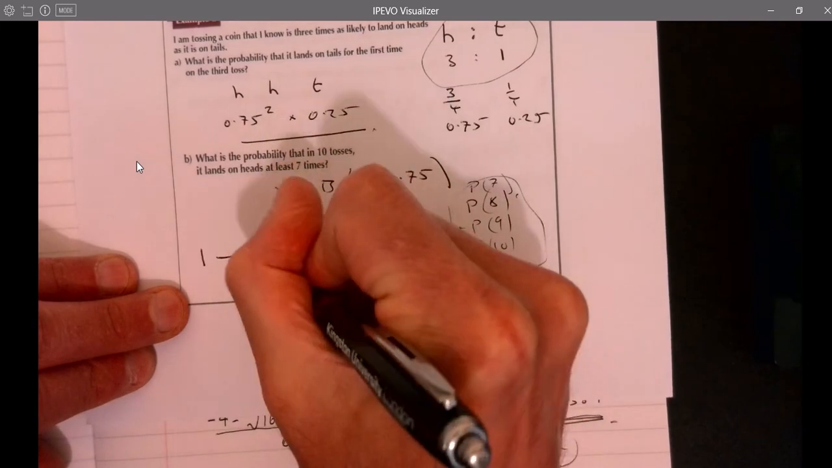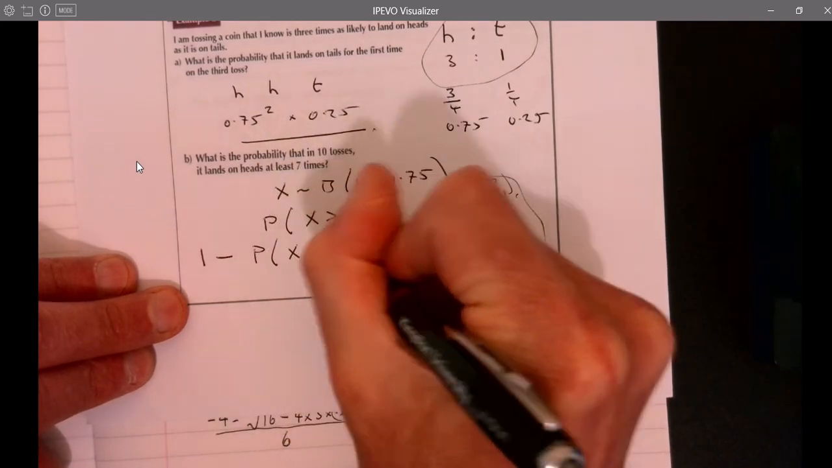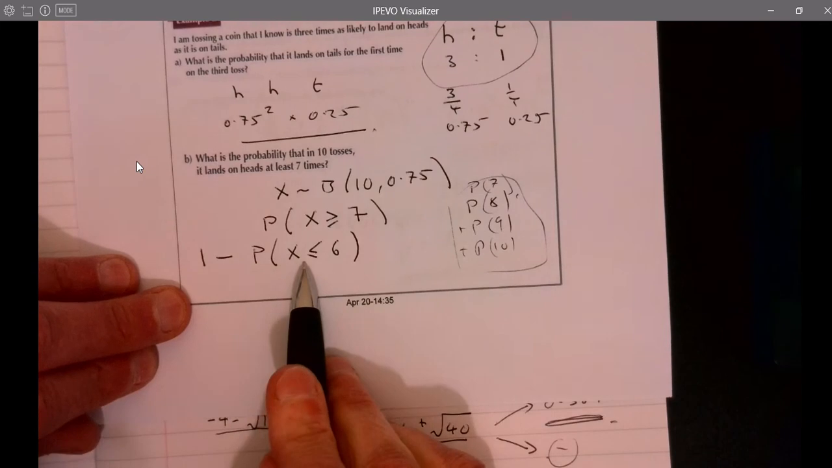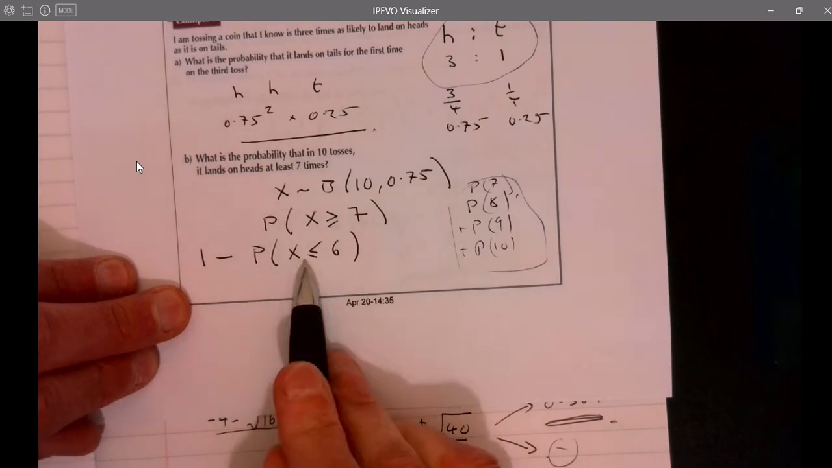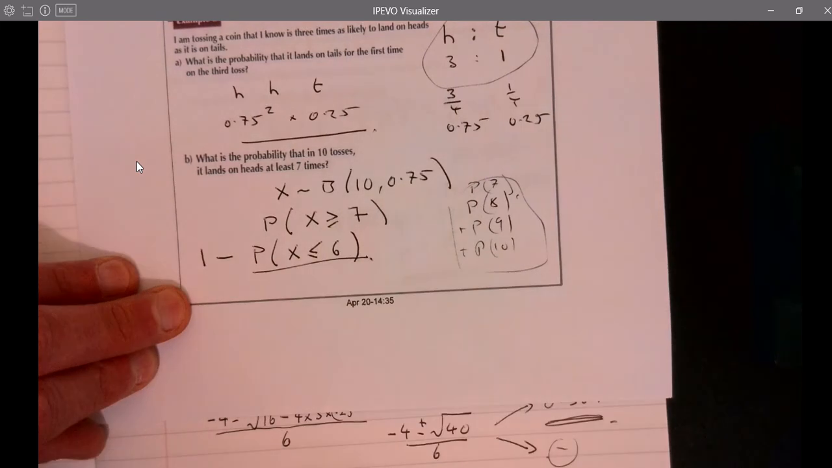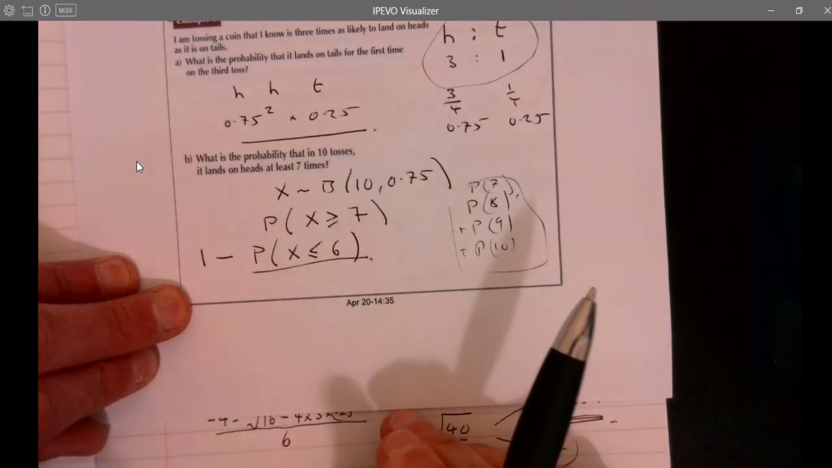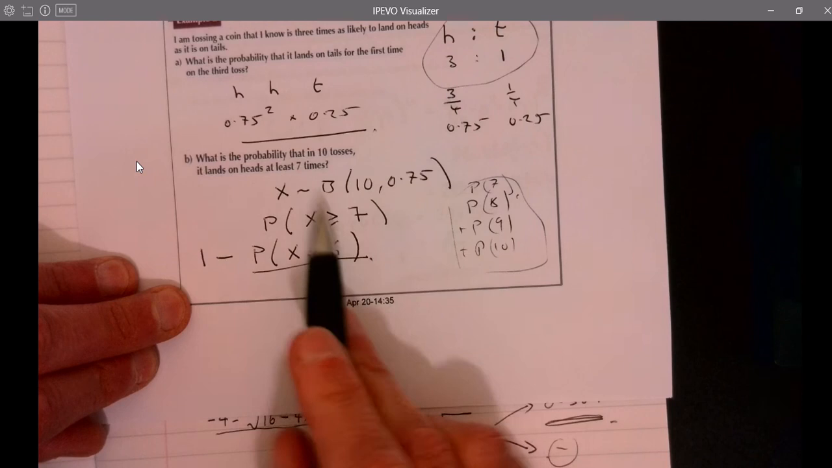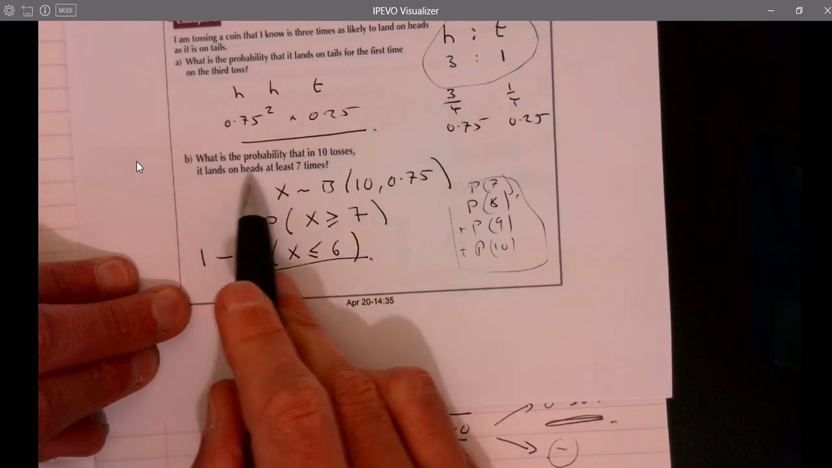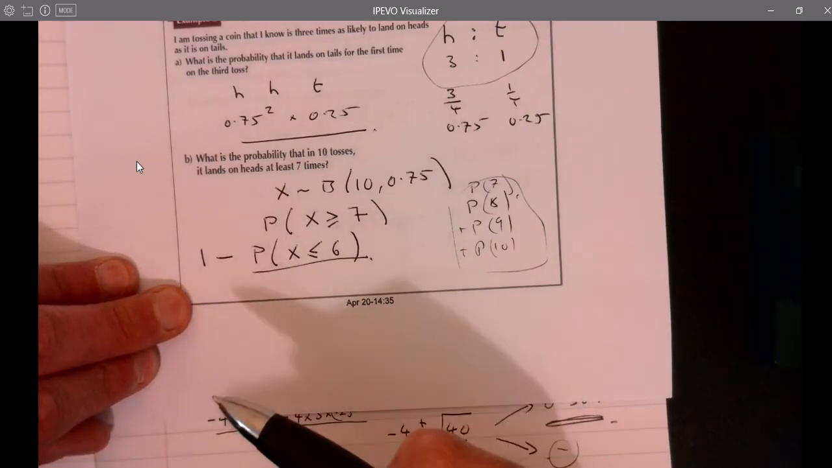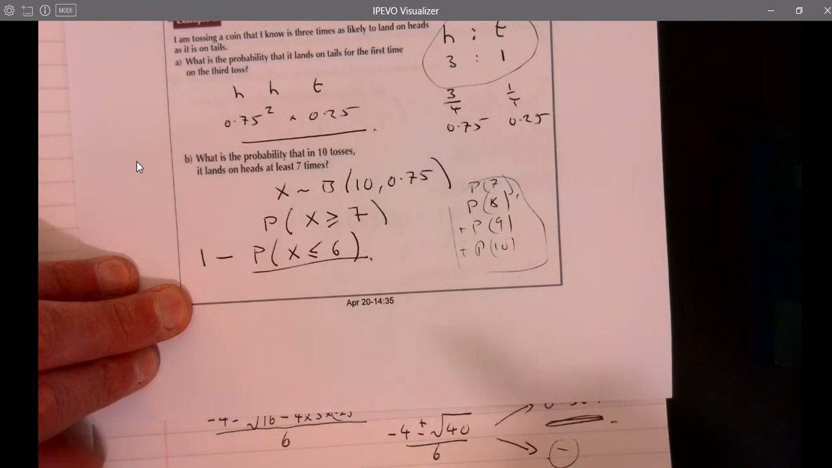So if you do it this way round, less than or equal to 6, because that's really simple to do on your calculator, and it's only one thing that you've done, right? Remember from my previous work. All right, and if you do it that way, it will be so much easier. Okay, and we're including the 7 this time because it said it lands on heads at least 7 times. So that means it lands on heads 7, 8, 9, or 10 times.